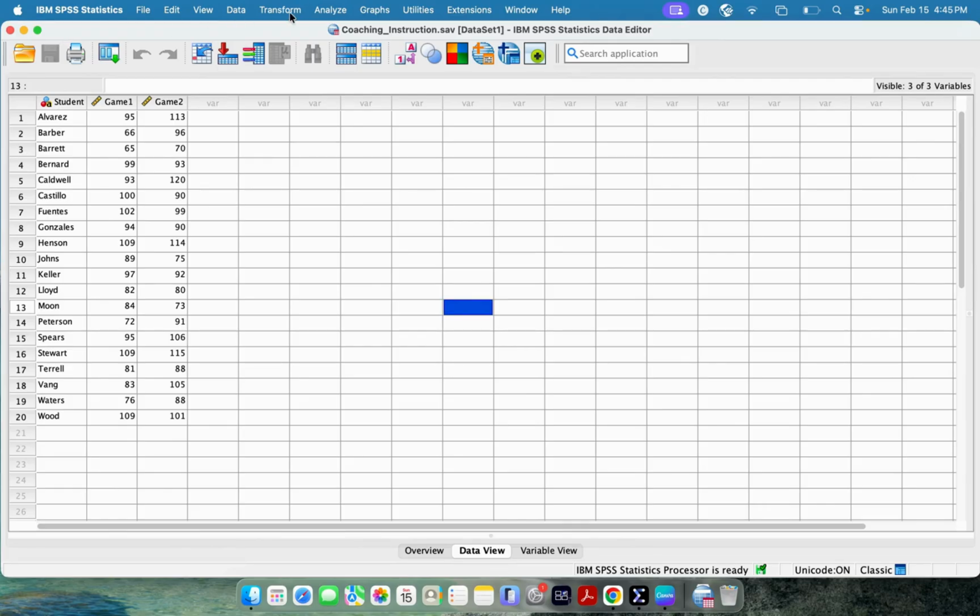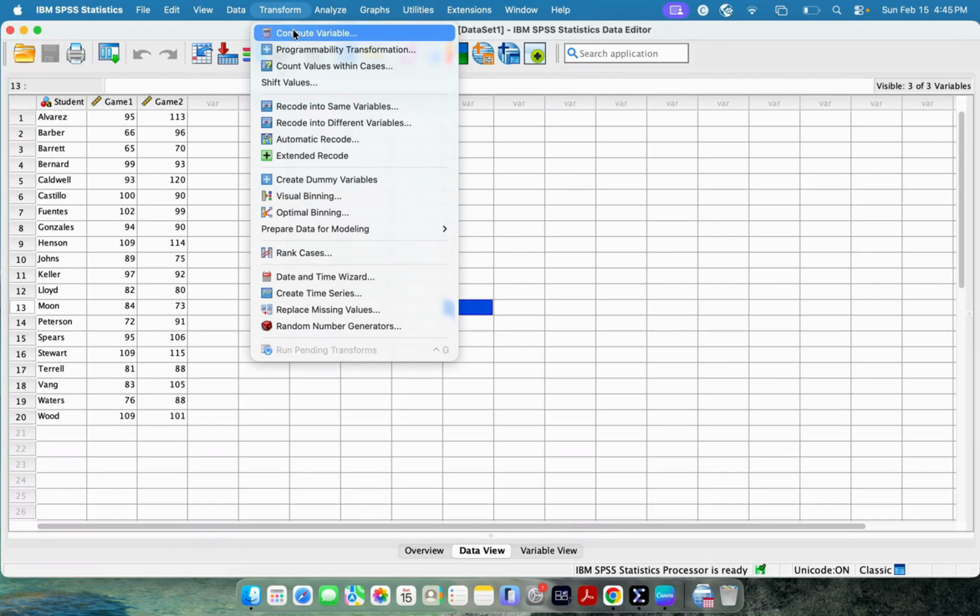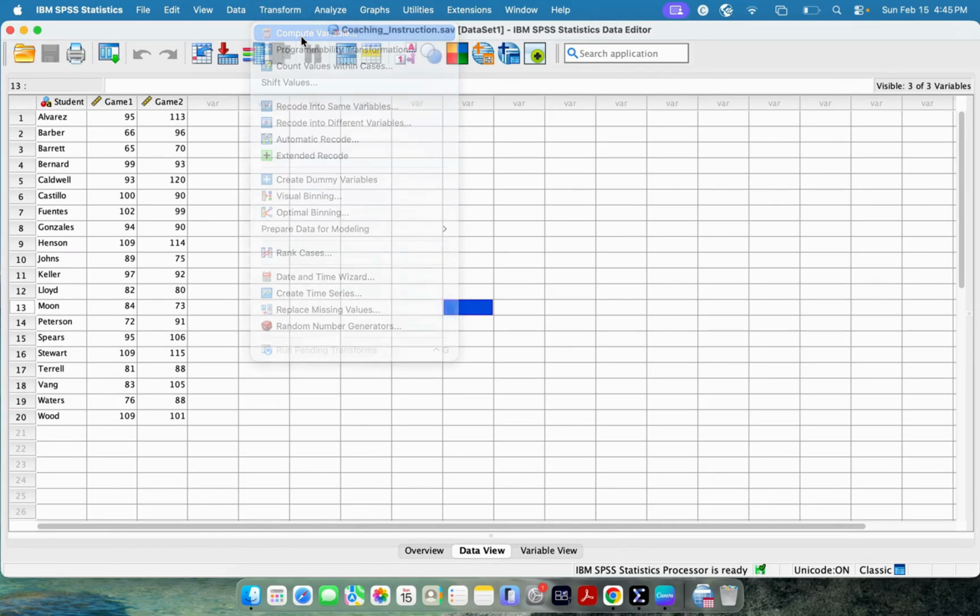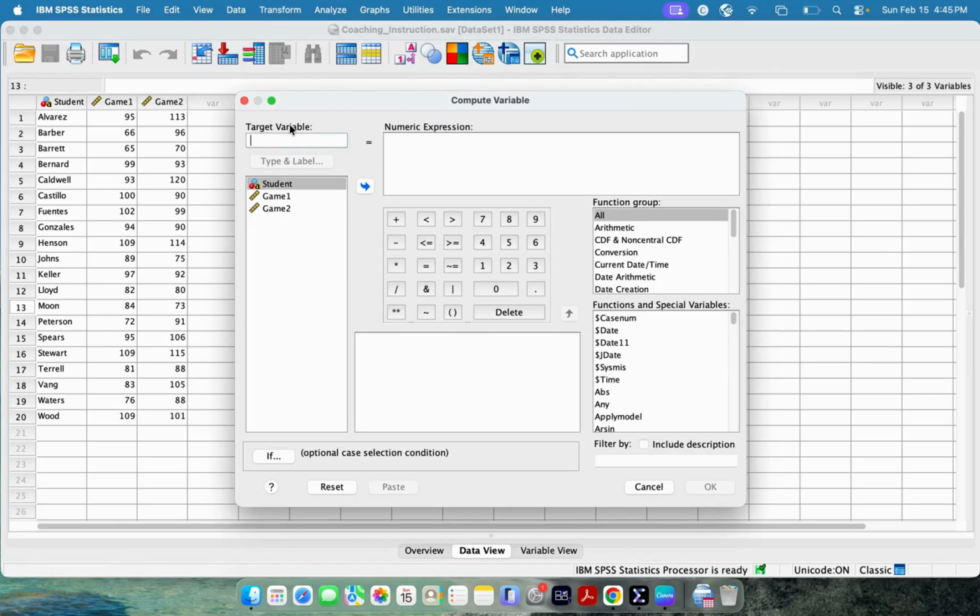So I'm going to select Transform, Compute Variable. I am going to type diff for the difference, and this is going to be game 1 minus game 2 for the difference.